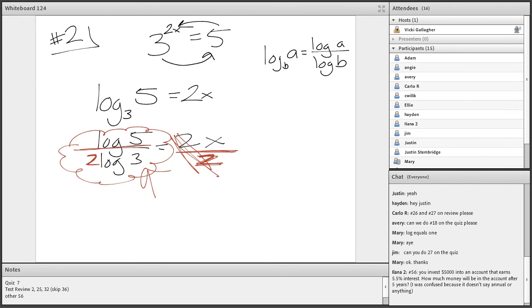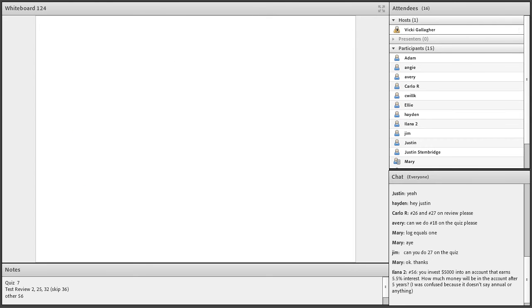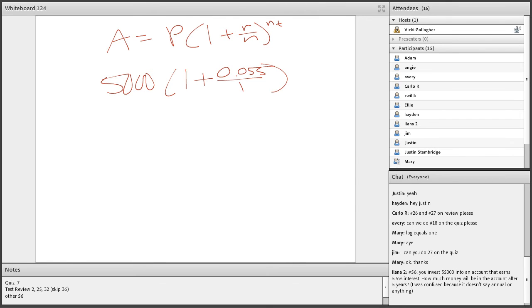Okay. You invest $5,000 in an account that earns 5.5% interest. How much money will the account have after 5 years? Oh, yeah, it doesn't say how often it compounds. If it doesn't say anything, I think we should just assume that it's annually. So you're going to do A equals P(1 plus r over n) to the power of n times t. And so it's 5,000(1 plus 0.055 over 1) to the power of 1 times 5.